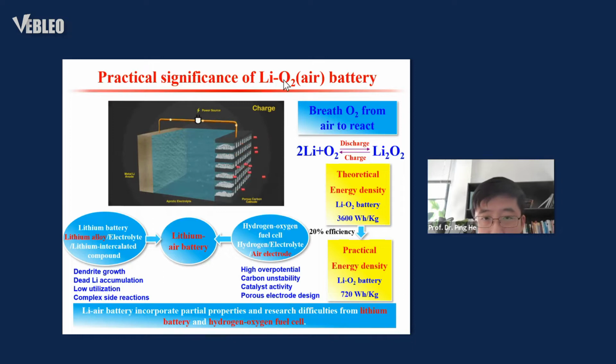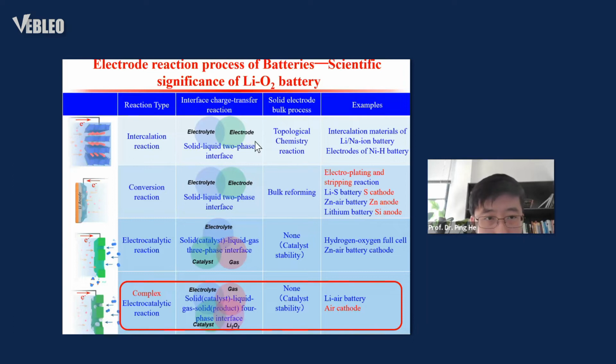So the lithium oxygen battery has difficult electrode reactions. We can see the electrode reaction process of the battery. It has scientific significance for the lithium oxygen battery. You can see this. There are three reaction types. The first one is intercalation reactions.